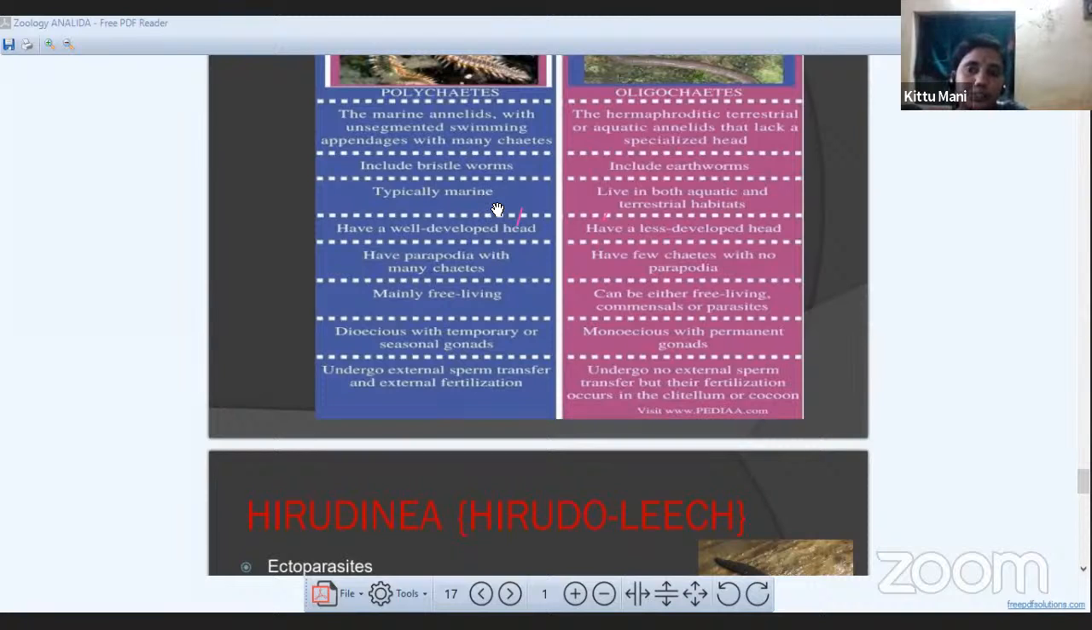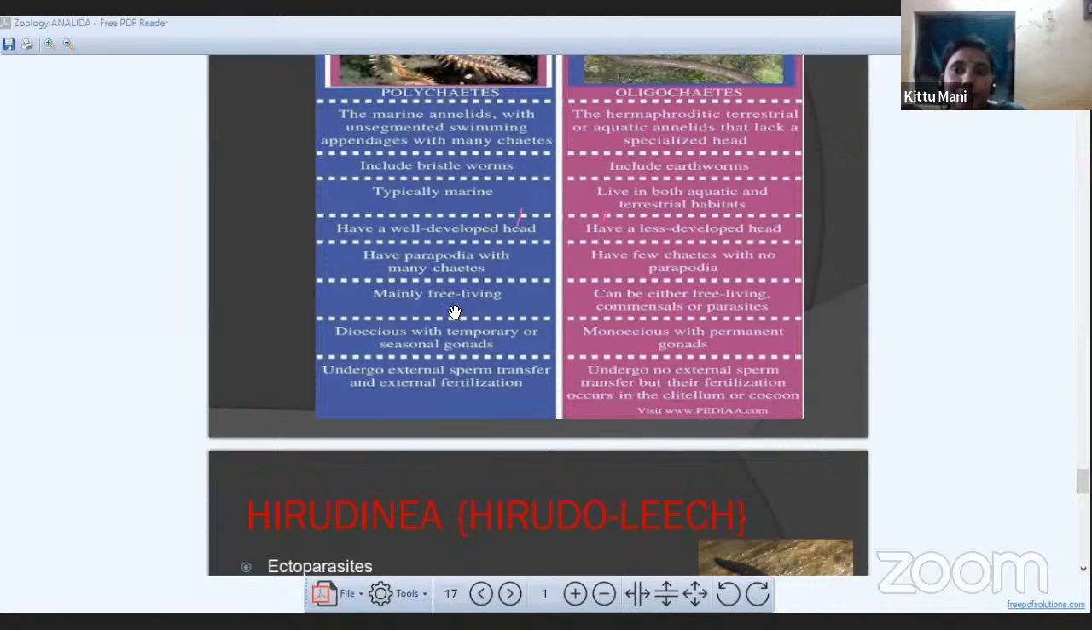They typically belong to the marine form and have a well-developed head. But in the case of oligochaetes, we do not observe a well-developed head, whereas in the polychaetes we do. And next, they have parapodia with many setae.